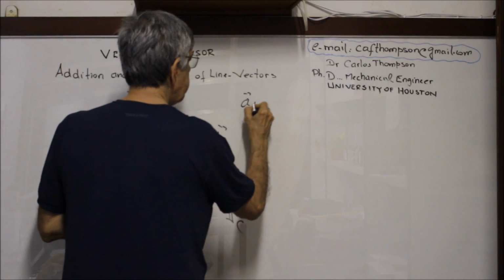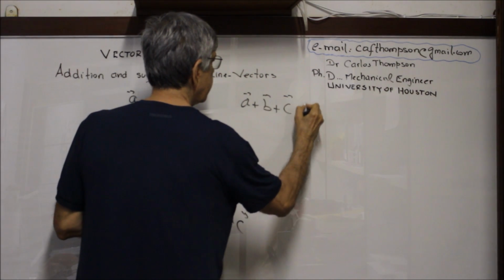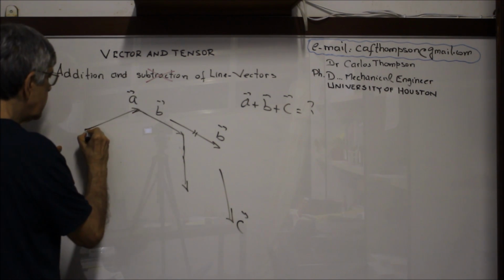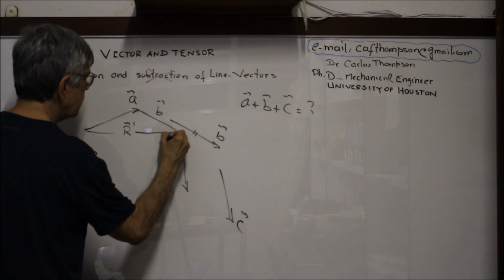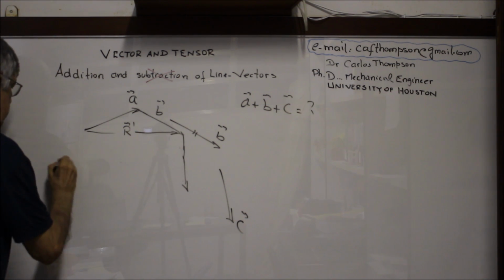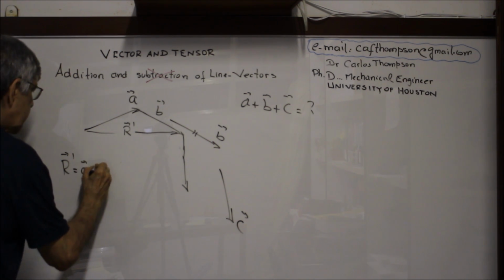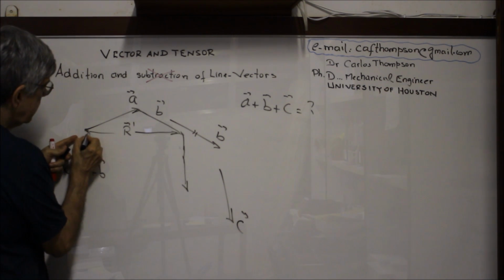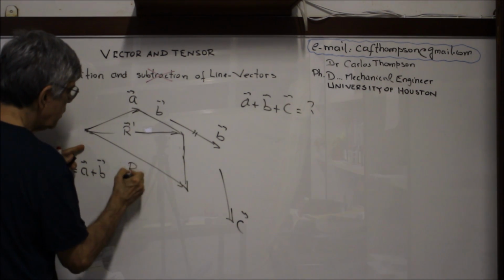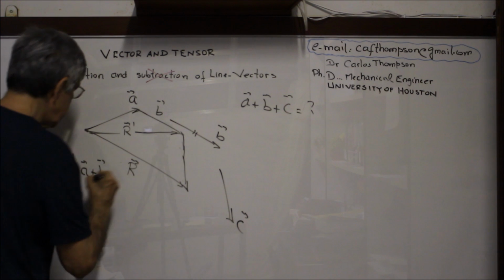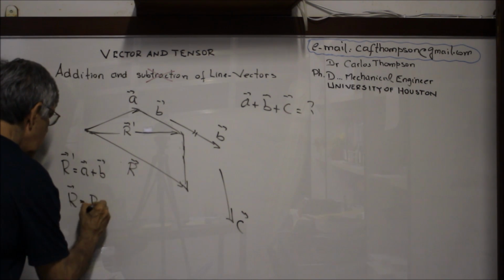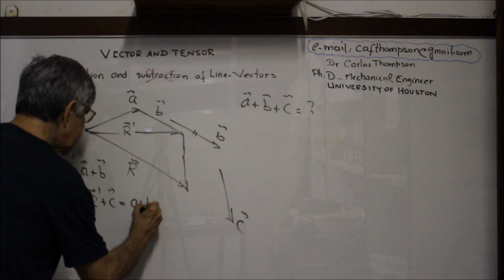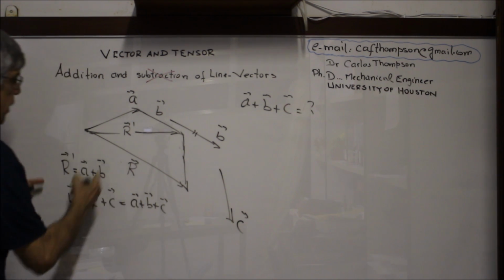A plus B plus C. Now, geometrically, you see here that A plus B I call r prime. So r prime is equal to A plus B. Now r prime plus C is just the resultant. So r is equal to r prime plus C, but r prime is A plus B. So A plus B plus C is just the resultant.